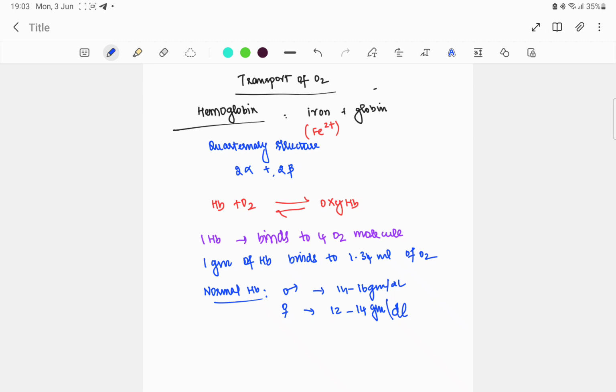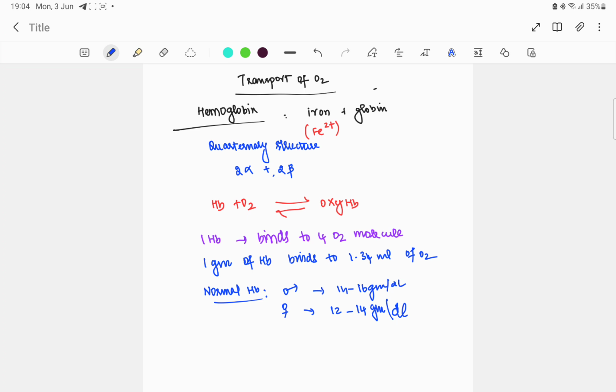In transport of oxygen, first we'll discuss hemoglobin. Hemoglobin consists of iron and globin. Iron here is present in Fe2+ state. It is a quaternary structure. It consists of 4 subunits, 2 alpha and 2 beta chains. Okay. So binding of hemoglobin and oxygen is a reversible process.